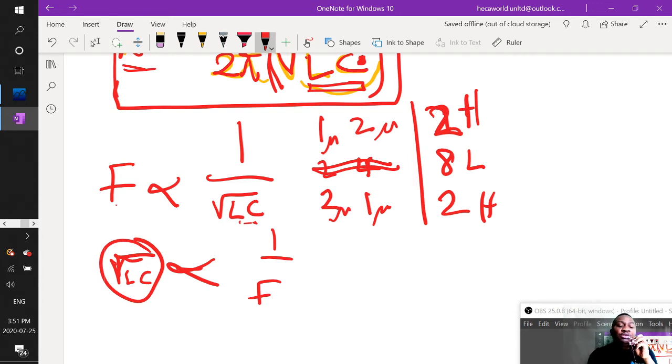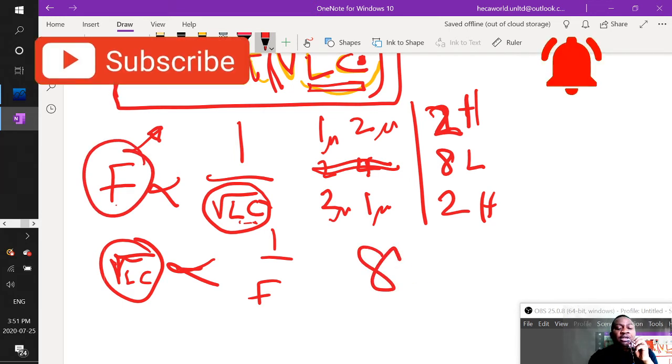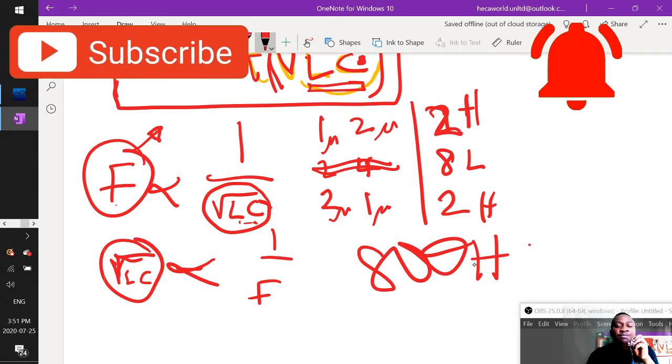So how much value do you want for your F? If you want a very, very high frequency, you need a very, very small LC. That's why in your phones you have very small inductors and capacitors, because they go for higher frequency, talking about 800 megahertz and above.